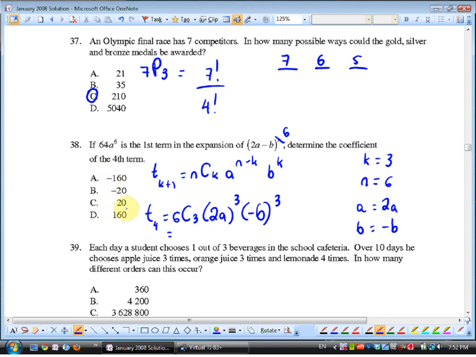I should be a little bit more careful. Yeah, there's a negative 1 hidden right here. Negative 1 to the third. I'm going to end up with a negative 160 a cubed b cubed. The correct answer to number 38 is A. I almost fell for that one. I got to be a little more careful, as you saw from my earlier mistake.